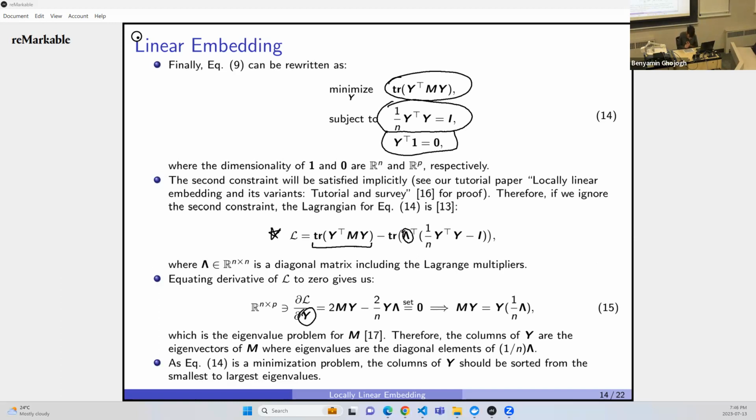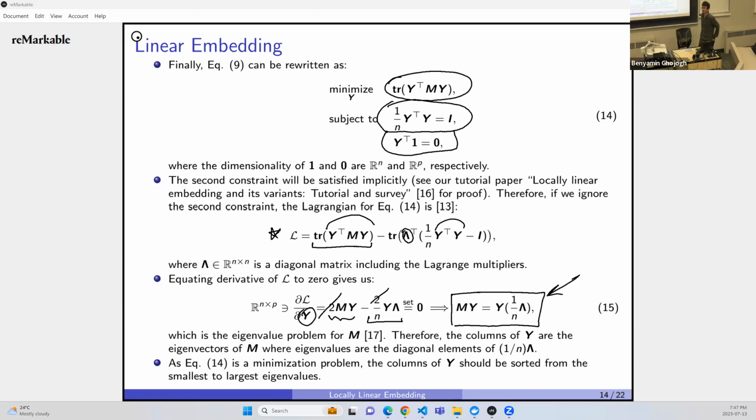Then what does it give you? It gives you 2MY, because this is quadratic with respect to Y. And also this is quadratic with respect to Y. So it gives you 2Y lambda over n. Set it to 0. These two 2's cancel each other, right? And you will get this. What is this? Recall preliminaries. What is this?